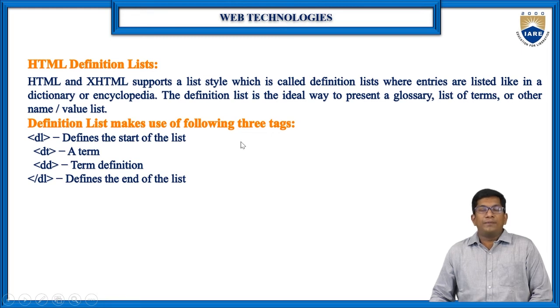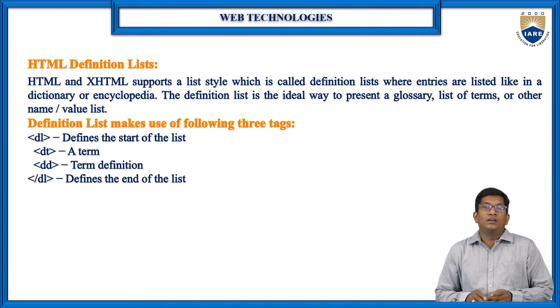Next type of list in HTML is the HTML definition list. HTML and XML support a list style called definition lists, where entries are listed like in a dictionary or encyclopedia. The definition list is the ideal way to present a glossary, list of items, or other name-value list. So we can display expansions of keywords used in web technologies: HTML, Hypertext Markup Language; WT means web technologies; IRS means information retrieval systems.